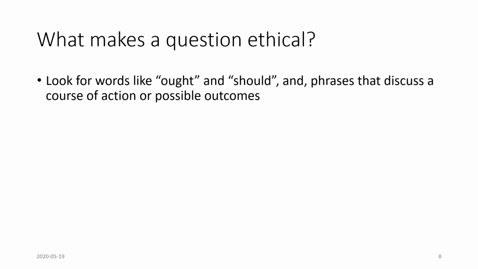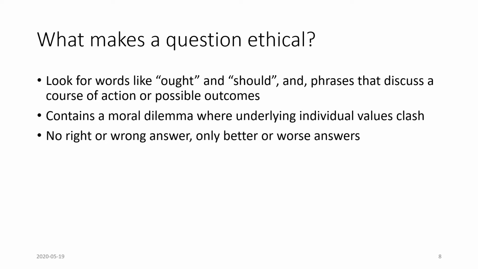So for example, when you see an ethical question, you're going to look for words like ought or should. Ethical questions ask, what should we do, or what we ought to do in certain situations. They have phrases that discuss a course of action with different possible outcomes. There's also going to be a moral dilemma where underlying individual values clash. So you may have multiple separate identified people or groups or things that have different values and needs, and those values are at odds. And there's no right or wrong answer, only better or worse answers.